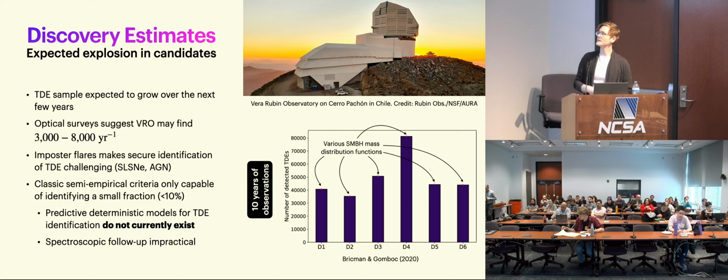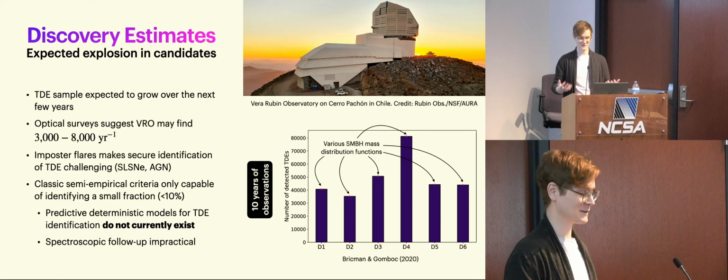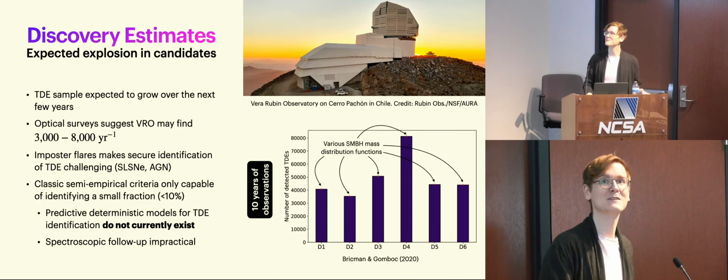On the right here are some estimates from a relatively recent paper about the number of TDEs that are proposed to be seen over the next 10 years through Vera Rubin, given different mass distribution functions for the central supermassive black hole. And they number anywhere from about 30,000 all the way up to 80,000. So we're on the clock to find a nice way to figure out whether a transient is a TDE so we don't miss out on all these wonderful events that are going to be happening in the near future.